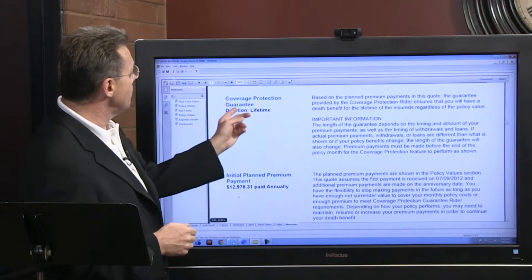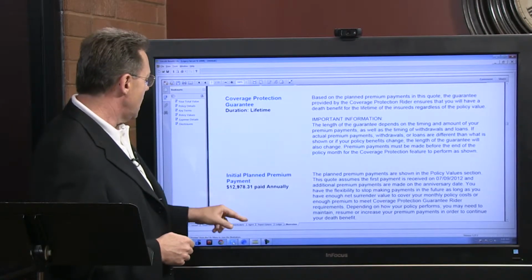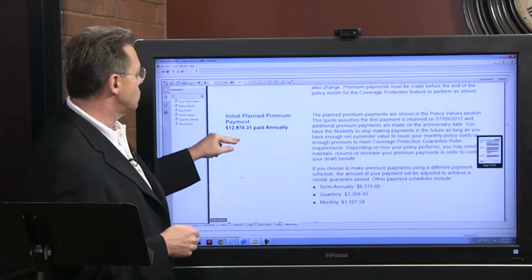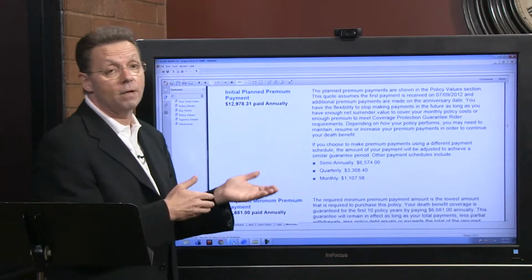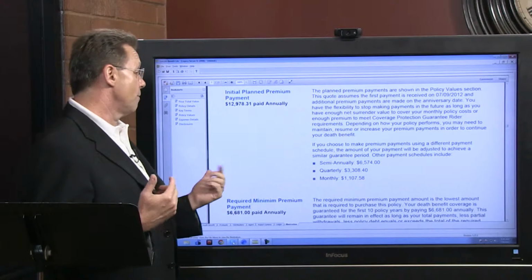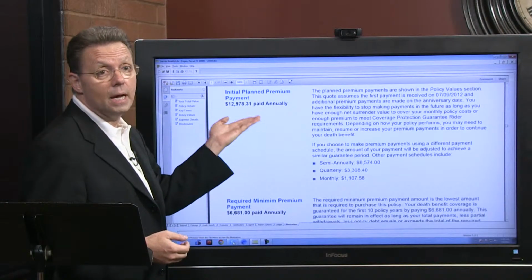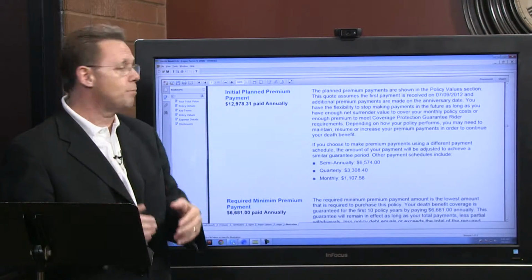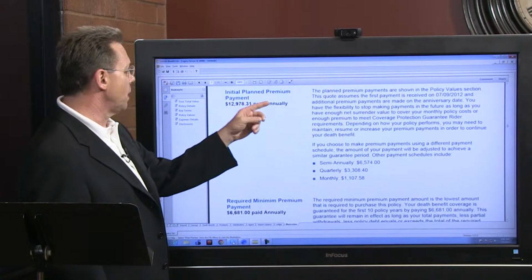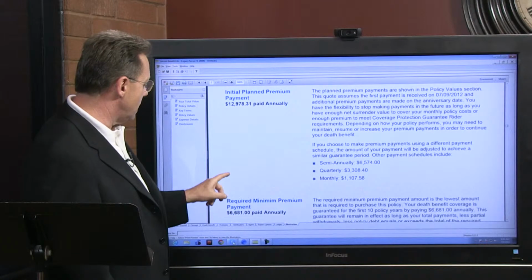It talks about the coverage protection guarantee. And remember, they're saying that for $12,978 paid for $1 million of contract on a male-female, age 65, preferred non-smoker, they pick it up. You pay the guaranteed premium, they pay the guaranteed death benefit. That's why I like this initial plan premium. It's paid annually and it's guaranteed.